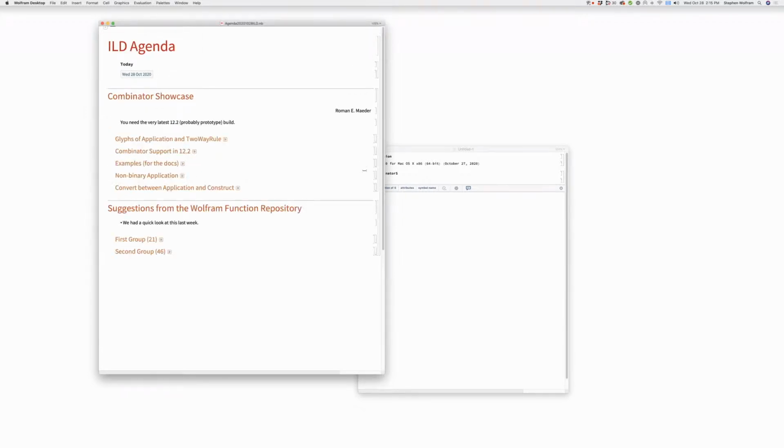Okay, for people who are joining this live stream, we are looking at some incremental language development as we head into version 12.2 of Wolfram Language. And first on our list today is the wonderful world of combinators. And actually, I think I have to run this in a different version here.